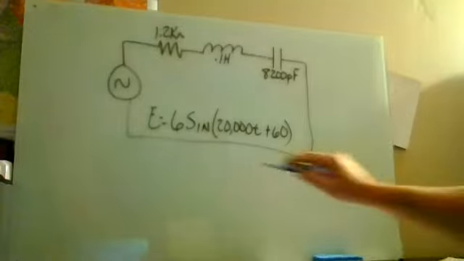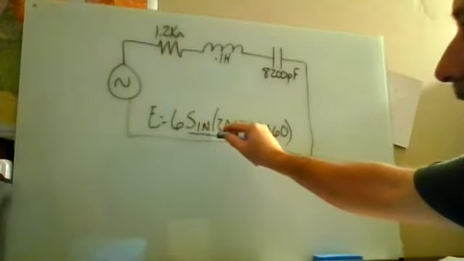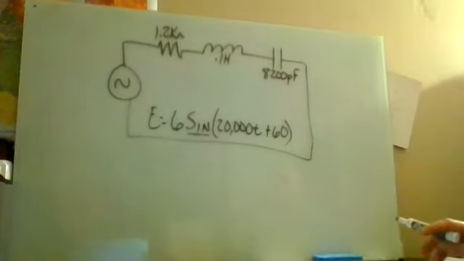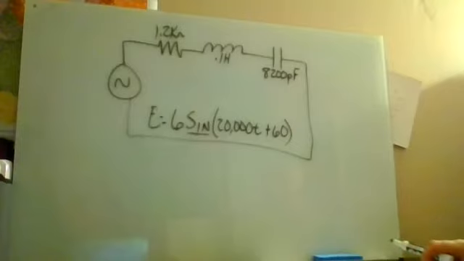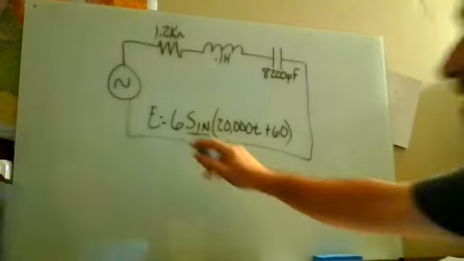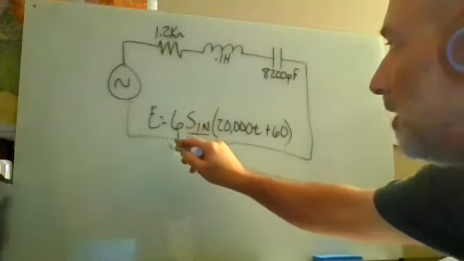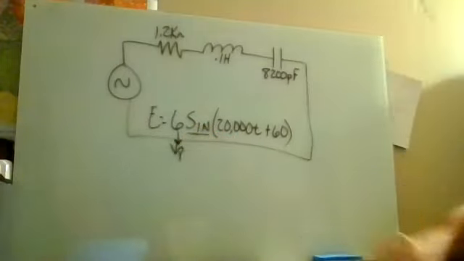This should give it away. I gave you a sinusoidal. So how do I convert from sinusoidal to phasor? Well, this 6 in sinusoidal is what? Volts peak, right? Well, phasor is in what? VRMS.